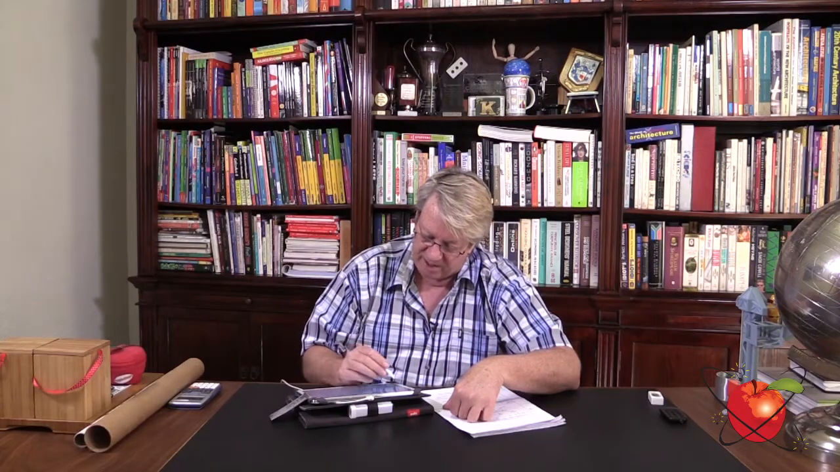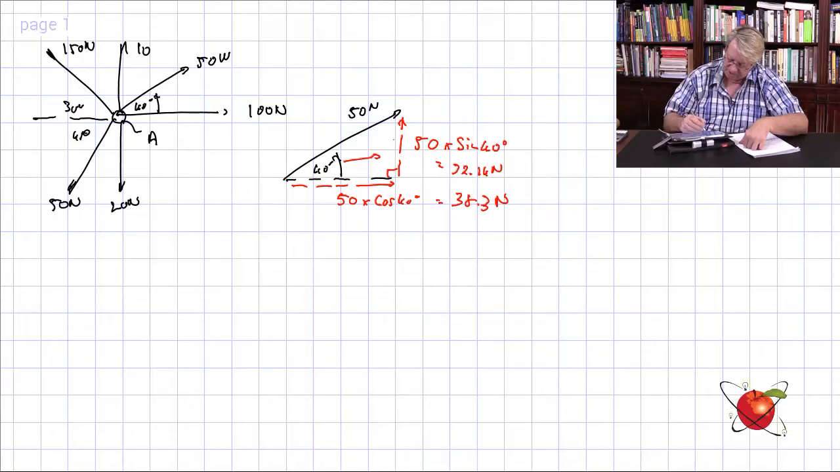Okay? Then we can move along. Right, let's have a look at our other force, our 150 newton.